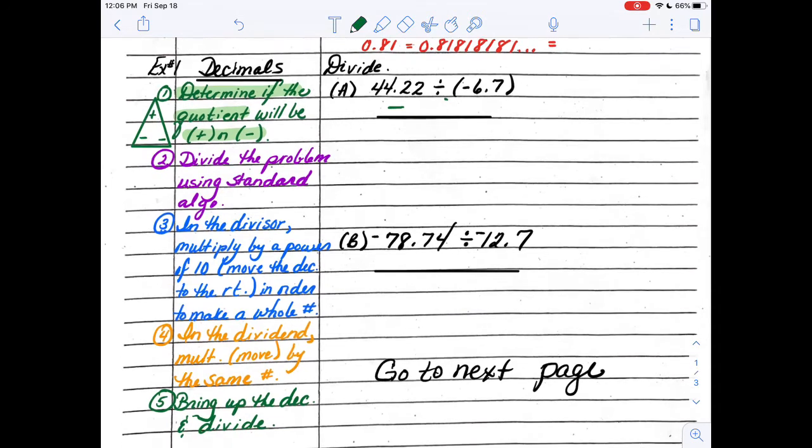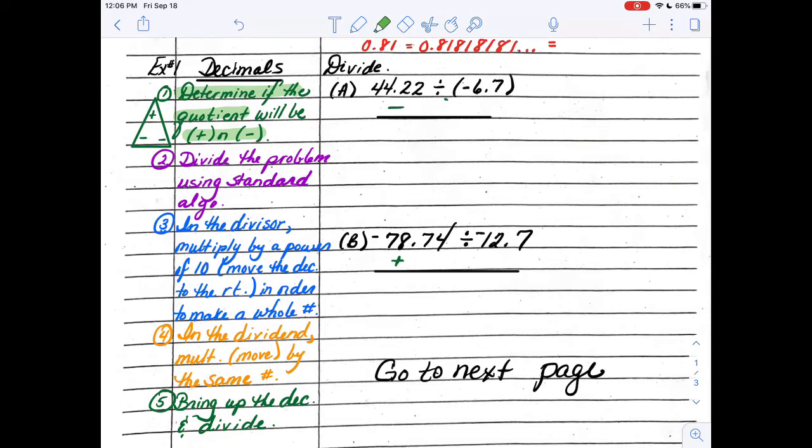If I look at B, notice I've got a negative divided by a negative. Those signs are exactly the same, which means I know my final answer will be positive for B. If I put those signs down now, I won't forget later.